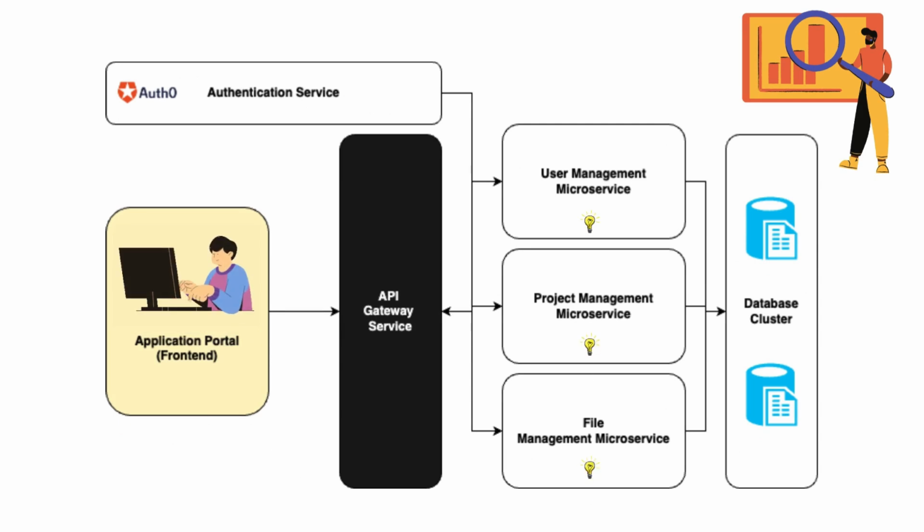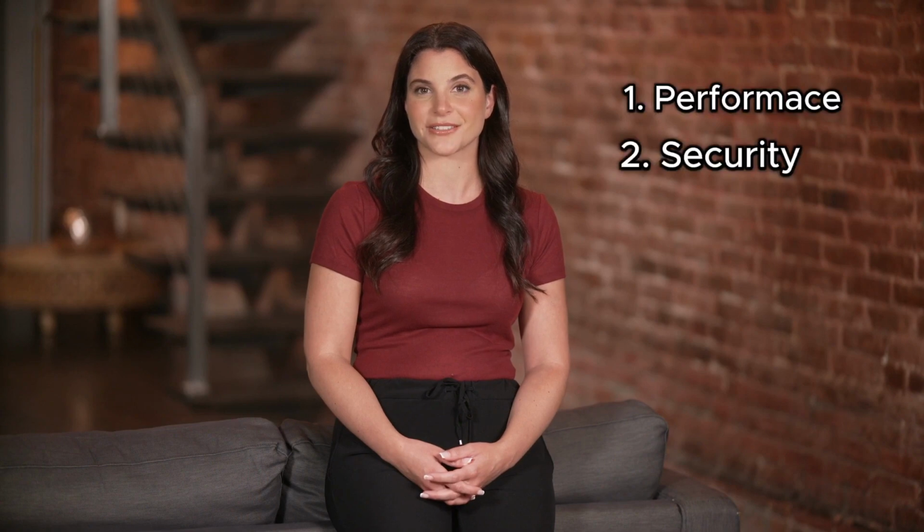Microservice architecture makes enterprise applications scalable and easier to manage by breaking them into smaller, specialized services. An API gateway simplifies communication between these services and external systems, while a world-class authentication service ensures secure access and protects sensitive data. Together, they enhance performance, security, and flexibility.